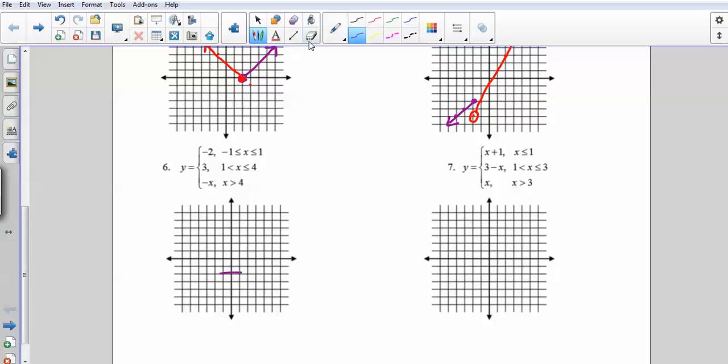Okay, second function. From 1 to 4, I need y equals 3. I don't want to include 1, and I do want to include 4. So let's go to y equals 3. And I want to erase the parts I don't need. So I only need from 1, over here I need an open circle, to 4, so 1, 2, 3, 4. I need a solid dot at 4, and I need to erase the rest of it.